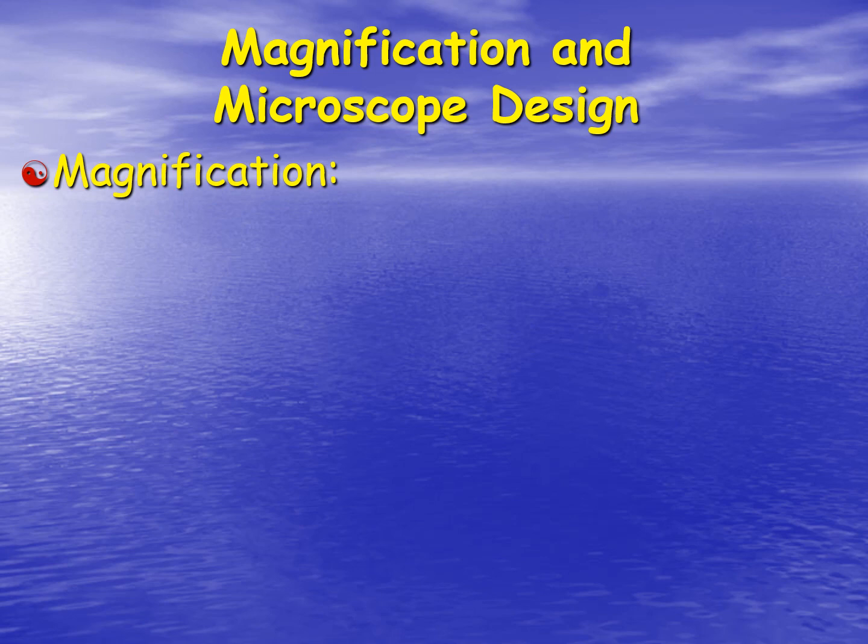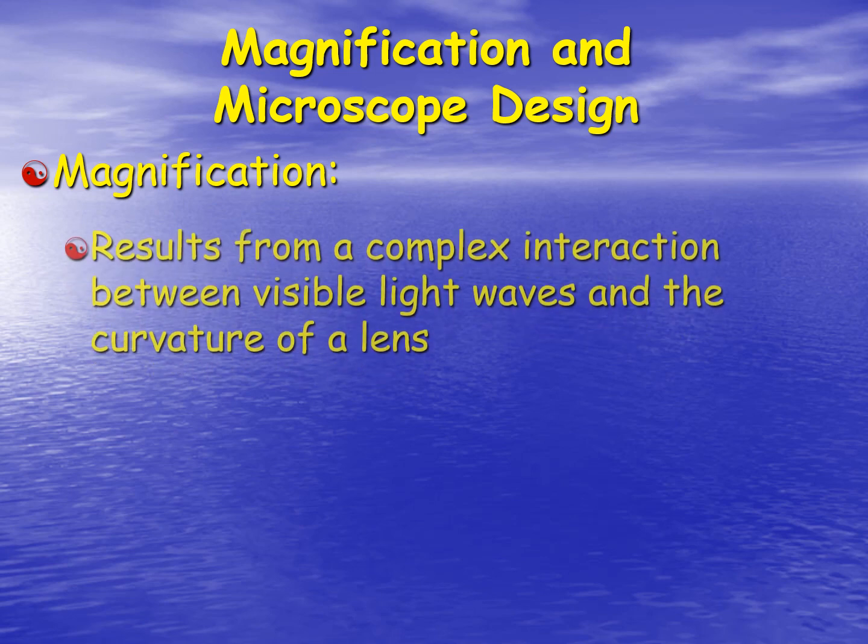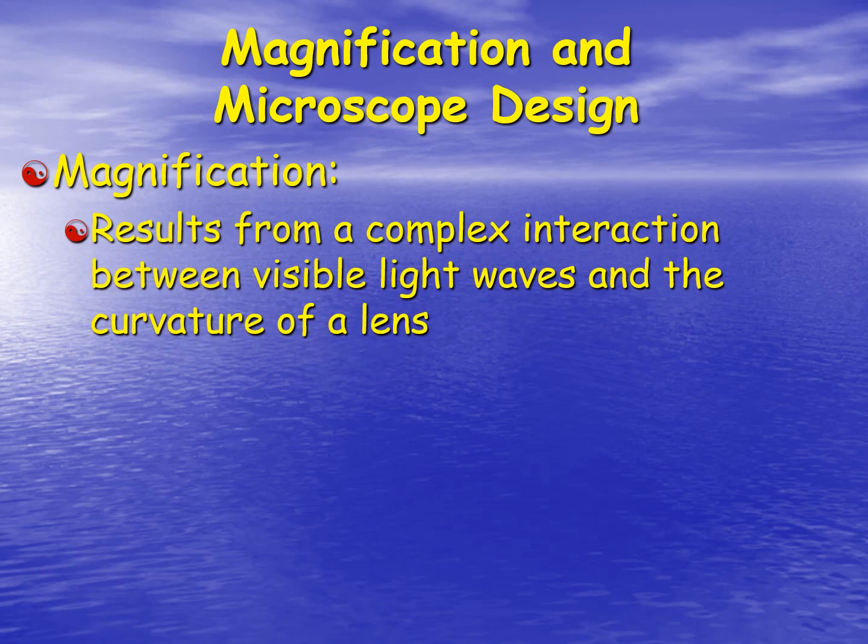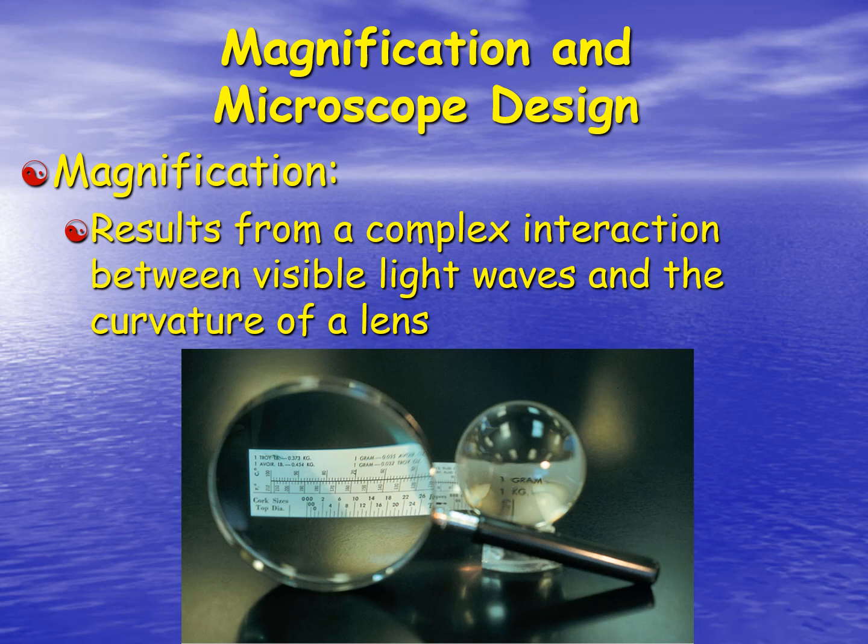So what exactly is magnification? Well, this results from a complex interaction between visible light waves and the curvature of a lens. And so here we see a couple of different magnifying lenses. Here's just our good old magnifying lens itself. And then you'll notice that this glass ball, though, actually has magnification abilities as well. We have to have a curvature of a lens.